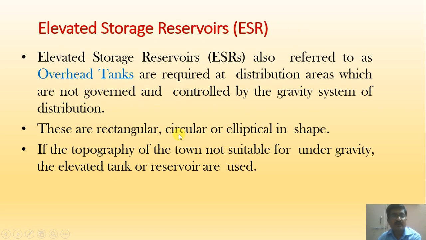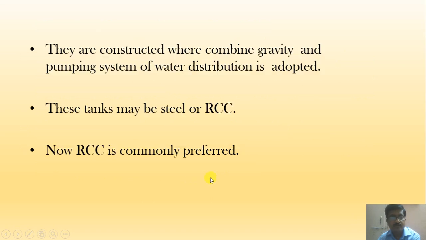Now let's have a glance at the elevated service reservoir. We have seen this. The elevated service reservoir is also referred to as an overhead tank, required at the distribution area, which is not governed and controlled by the gravity system of distribution. These are rectangular, circular, or elliptical in shape. If the topography of the town is not suitable for gravity supply, elevated tanks or reservoirs are used.